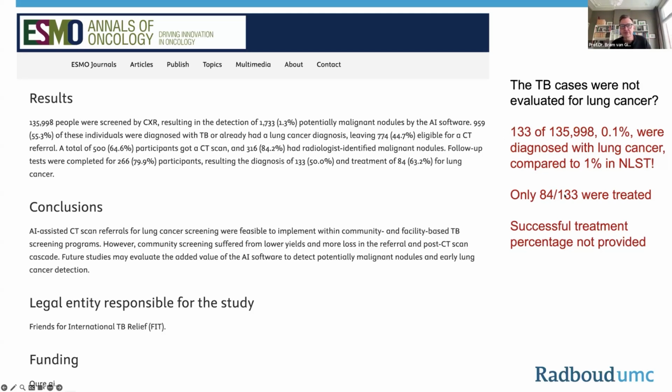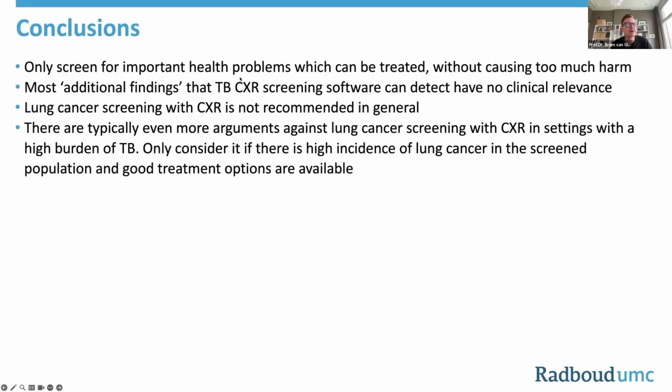But of these 133, only 84 were treated. Presumably in the other cases, the lung cancer was already so far advanced that treatment made no sense. And what they don't report is how many of these 84 people, so 0.05%, were actually successfully treated in the sense that they had a good survival after this treatment. So I think we have to be very aware of that when we're going to find other things, that you basically should only screen for important health problems which can be treated, and if you don't cause too much harm.